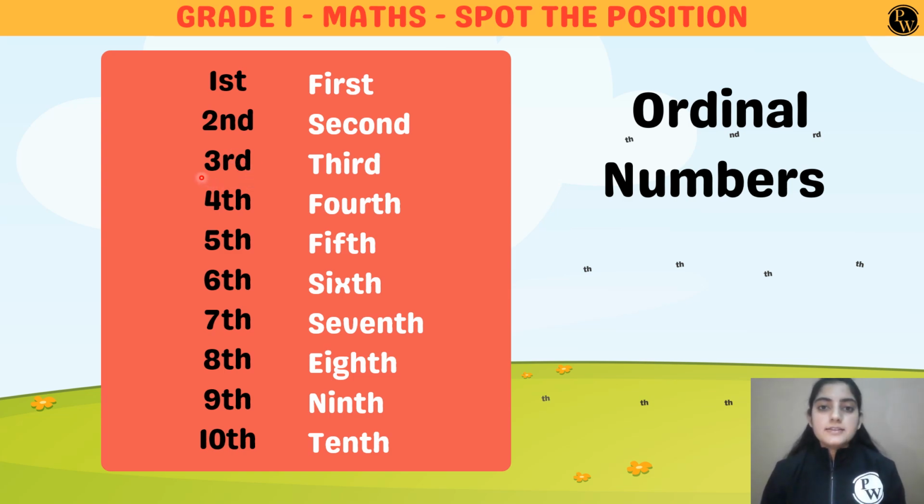So we write the third as 3RD. Correct? Yes. And for fourth, we write it as 4TH. We call it fourth. Yes. And for fifth, sixth, seventh, eighth, ninth, and tenth, we use TH. What do we use? We use TH after the number. And for first, we use ST. For second, we use 2 and ND. And for third, we use 3RD. Correct? Yes.